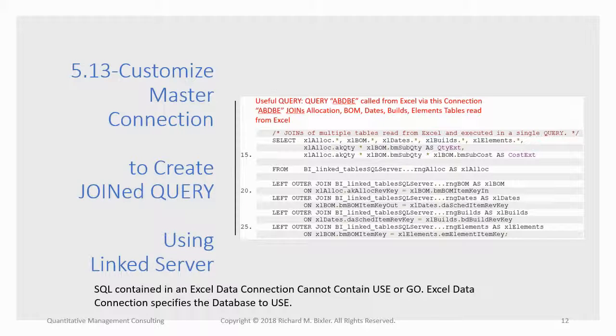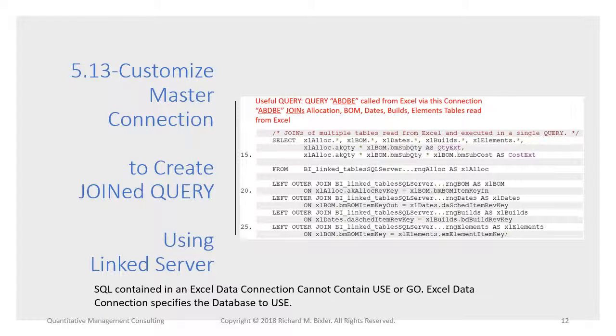server.database.schema.object. In this case, server is the name of the linked server for the Excel file, which in this example is BI_linked_table SQL Server. The names of the database and schema are each null. The name of the object specified is the shadow range name created by the VBA linking code in Excel. So the four-part name looks like BI_linked_table SQL Server dot null dot null dot range alloc. You type nothing to represent the nulls.